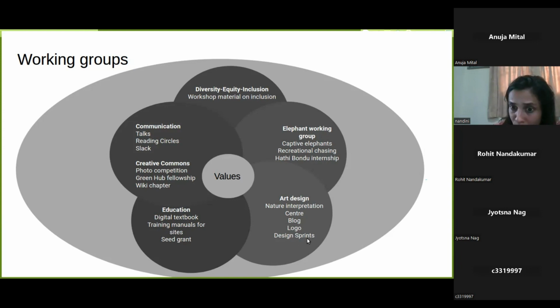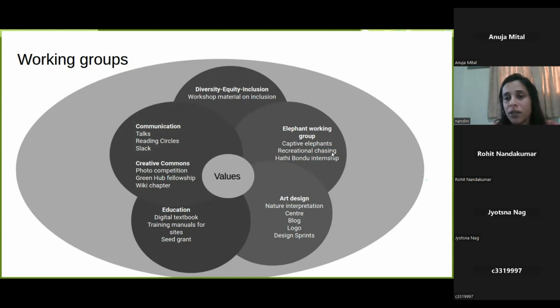There's also, I think, Tejaswini and a few others working on design sprints. So can we have design sprints for artists in a workshop in SCCS to say, if you were interested in wildlife conservation, these are a set of resources or a set of exercises that you could start to engage with. And then finally, we have the elephant working group that is working on a range of things.